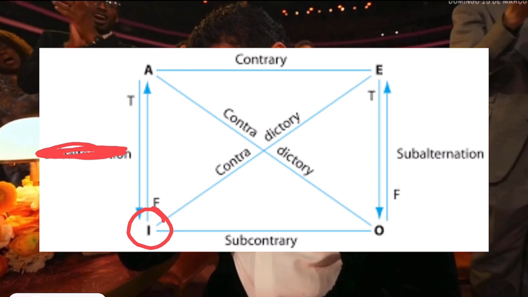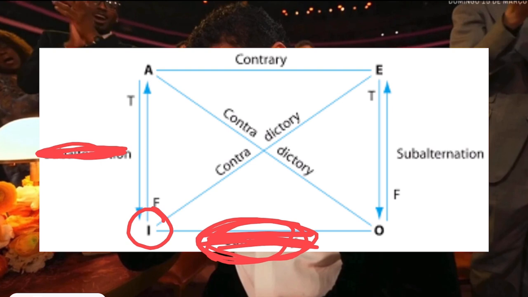Contrary, if this is true, then again, if the I statement is inherently true, you're really throwing a wild card here. It's not going to work. So in the event that we have a true I statement, all that we have left is the contradictory, which would make our E statement false.